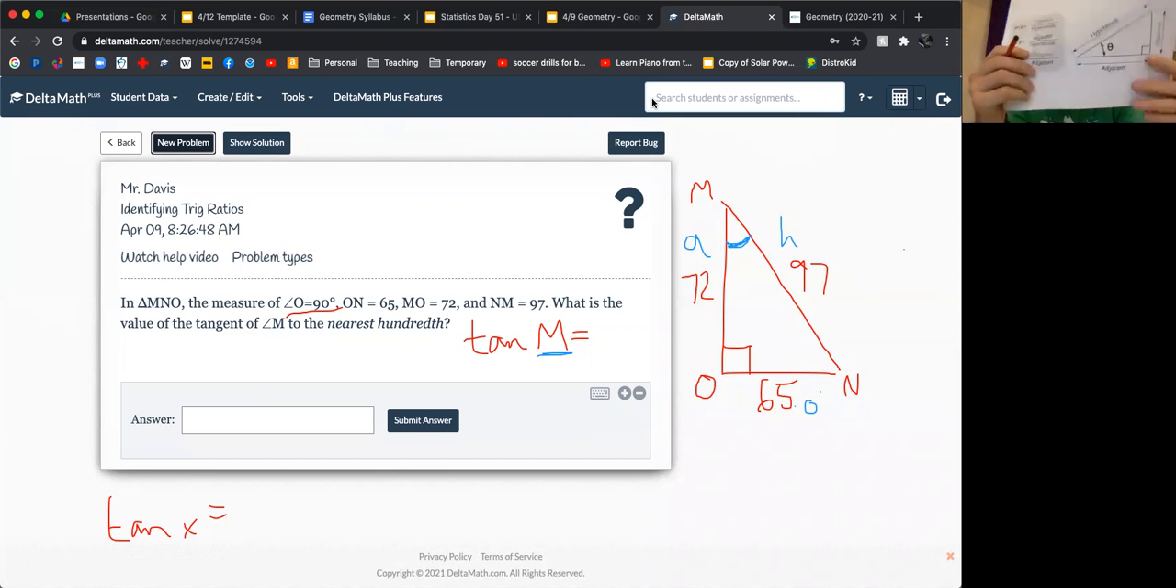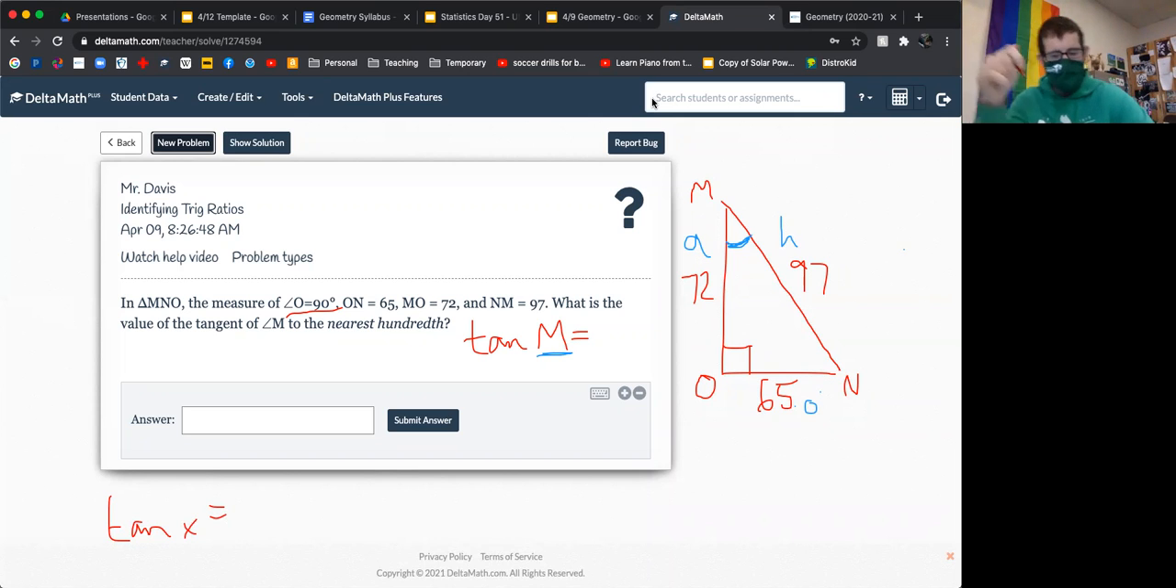This is where we're looking at that reference. We want to remember these three ratios. So what is tangent? Opposite over adjacent. So in our particular case, the tangent of M, what are those numbers going to be for opposite over adjacent? 65 over 72.